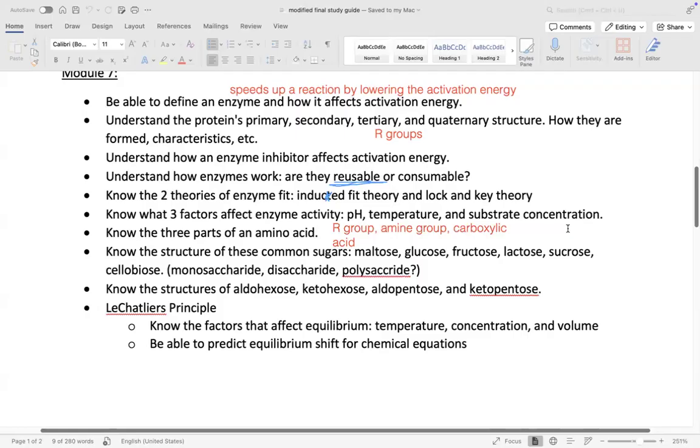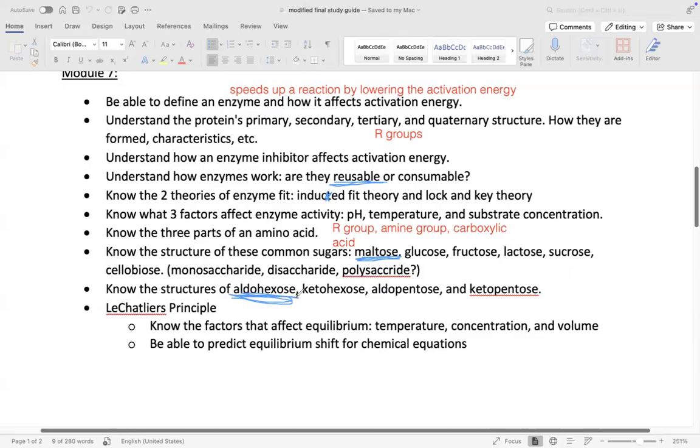And then we said know the structure of these common sugars. Honestly, I'll help you out here. You just need to know maltose. Just need to know what maltose looks like because you're going to see the structure of maltose on the exam. And then the same with this one, know the structures of aldohexose, ketohexose, and so on. You just need to know the structure of this one because that's what's going to appear on the exam.